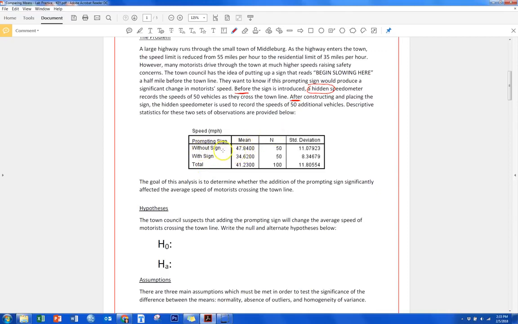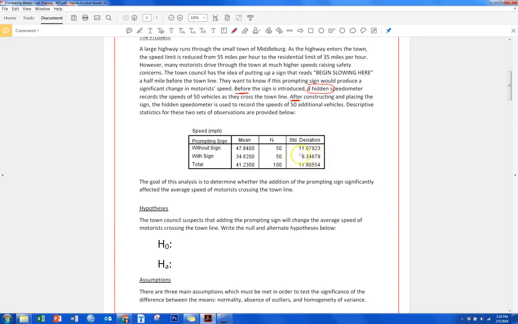So the mean speed without the prompting sign is about 47.8 miles per hour. With the sign, 34.6 miles per hour. And then the total, this is everyone together, 41 miles per hour. N is the sample size. So we have 50 without the sign, 50 with the sign, and 100 all together. Over here on the right, we have the standard deviation for each condition. Without the sign, the standard deviation is 11. With the sign, the standard deviation is 8. So what does this mean? We can see that there is a wider standard deviation in the without group than the with group.